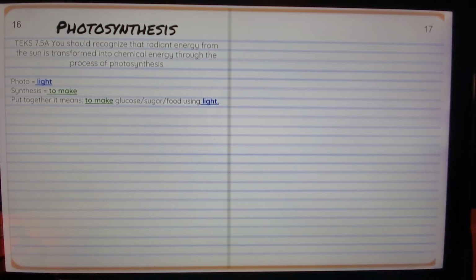So the plant is using light to make its own food. Two other vocabulary words you're going to add to your list here. One is radiant energy, or what you might have called solar energy in 6th grade. That's the energy that comes from the sun. The word transform, you also had that in 6th grade. It means to change.